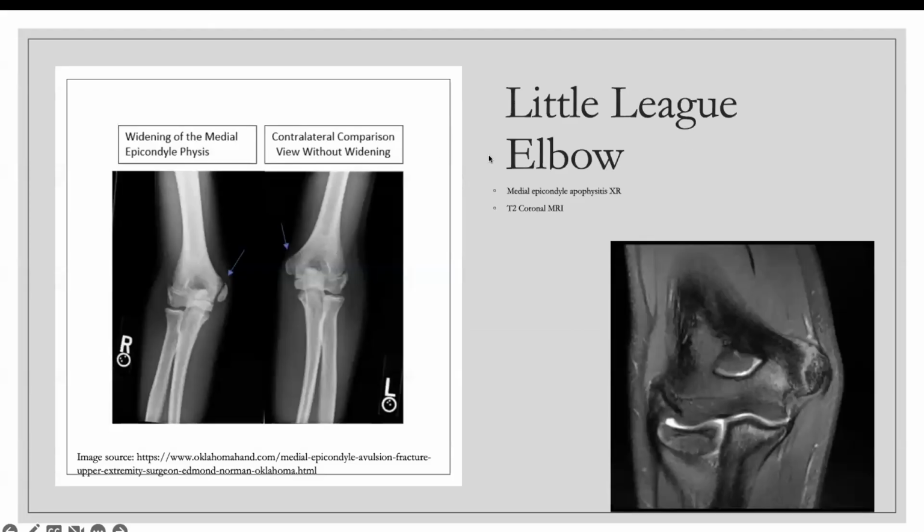Here we've got some plain radiographs showing the widening of the medial epicondyle physis on the left, compared to the contralateral side, showing the apophysitis. Whereas on the MRI, we're seeing it in a little more detail. You're getting some of that bony edema and swelling on the T2 coronal cut.